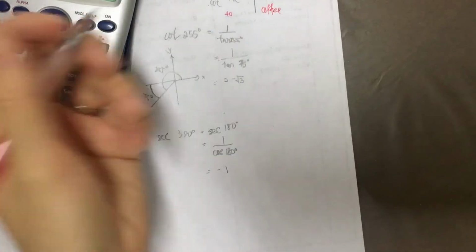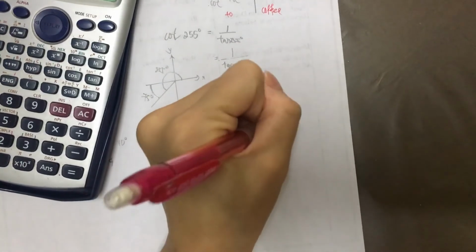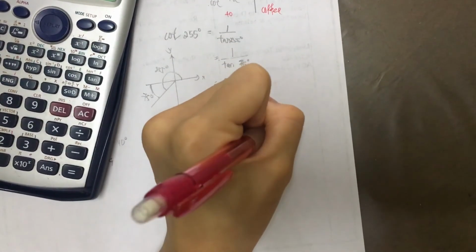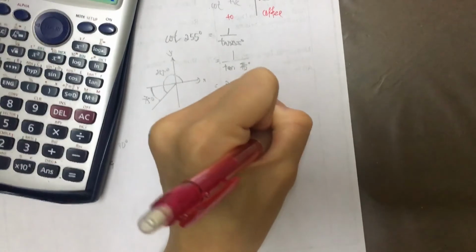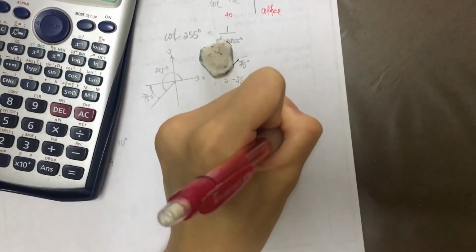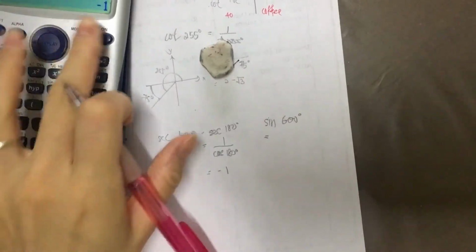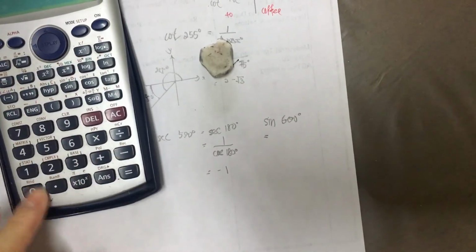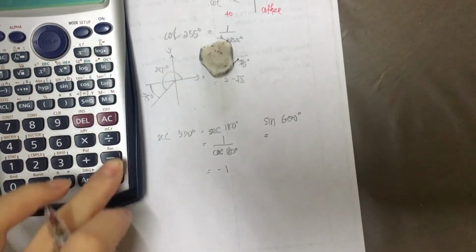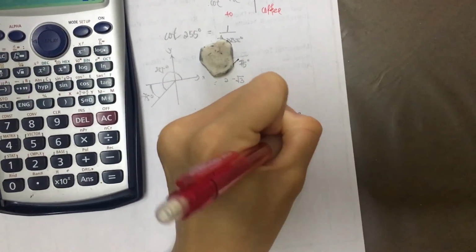Okay, let's say you have sine. What's a good example? Let's say 600 degree, which is an angle more than 360. So 600 minus 360, you will get 240. So it's actually 240 degree.